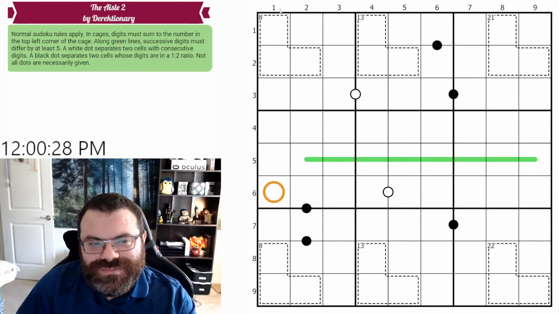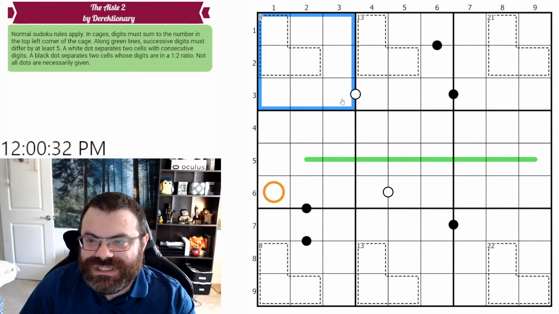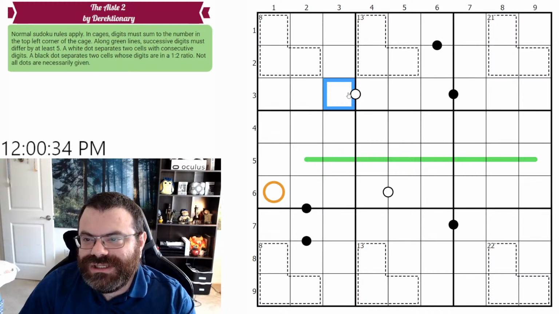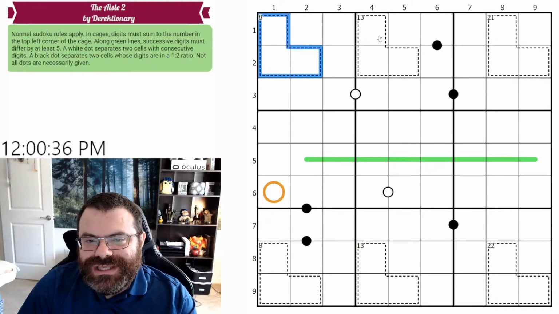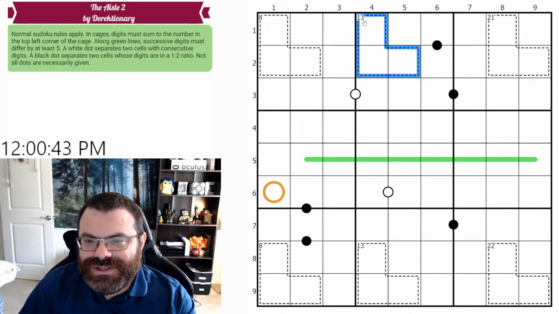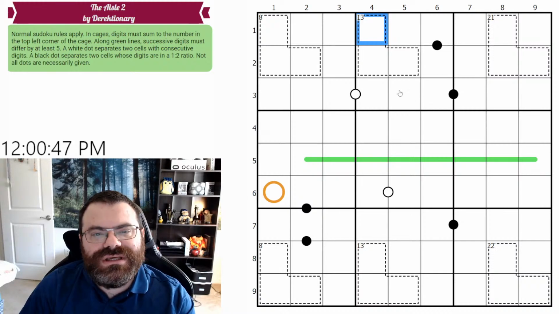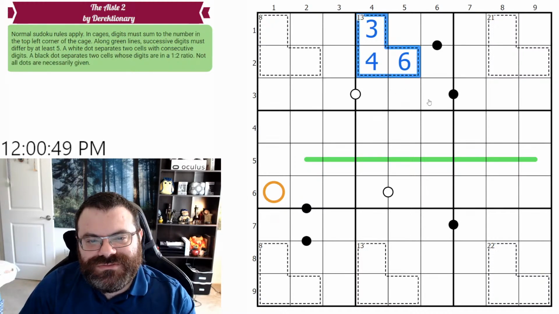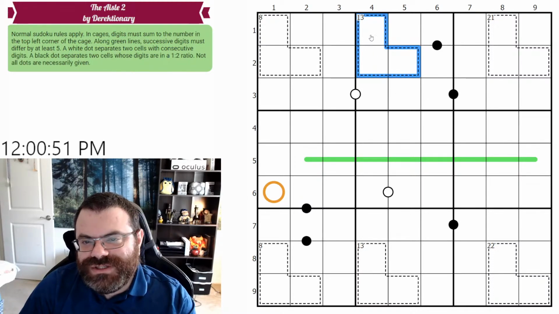Normal Sudoku rules apply. That means in every row, every column, and in every box, we are putting the digits 1 to 9 exactly once with no repeats. These are called cages, where we have cells outlined by dotted lines. Digits in a cage sum to the value on the top left. So these three sum to 13. One way to do that would be 3, 4, 6. That would sum to 13. Lots of ways to do it, though.